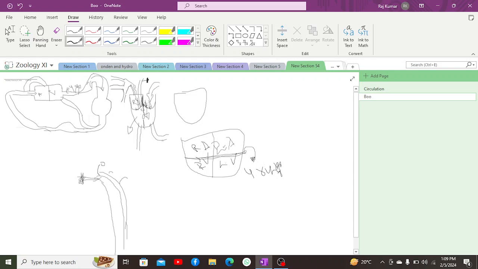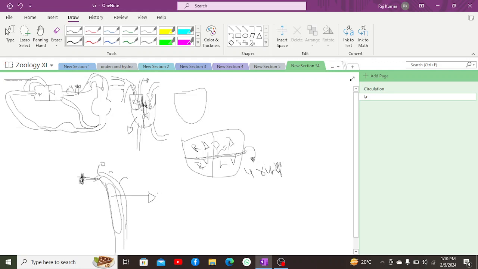It is generally made up of mesothelium and some connective tissues, and the space between both of these is known as the pericardial cavity. The pericardial cavity is filled with a fluid known as pericardial fluid, which has a number of functions. First and foremost, it acts as a lubricant to prevent friction.